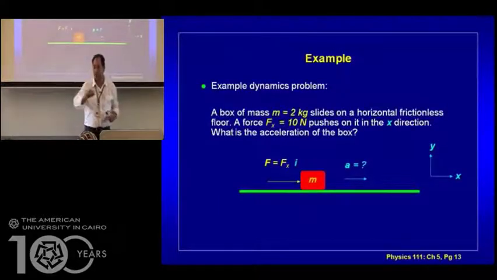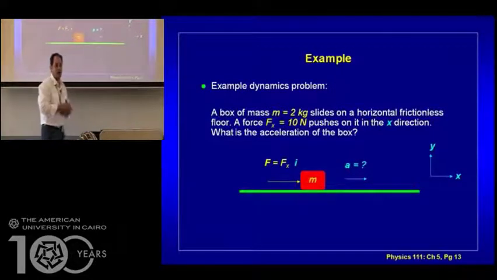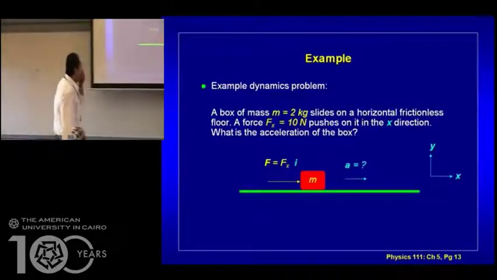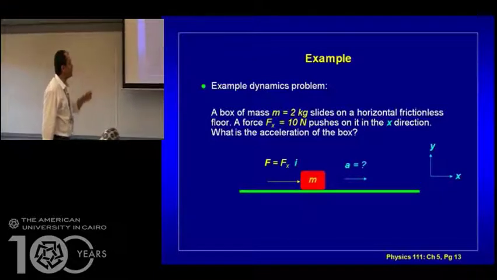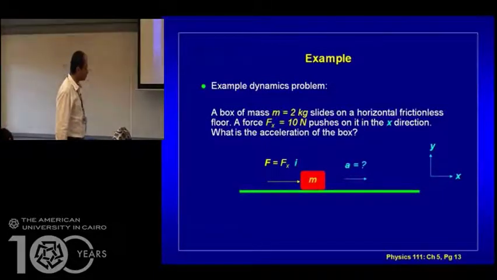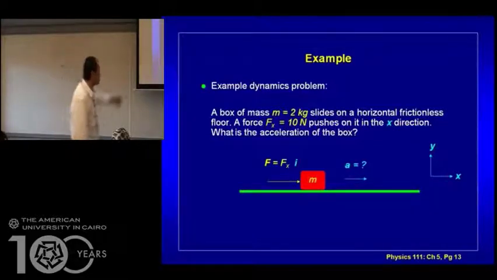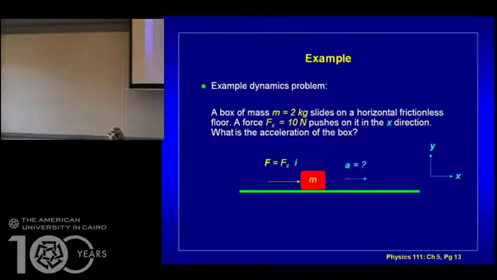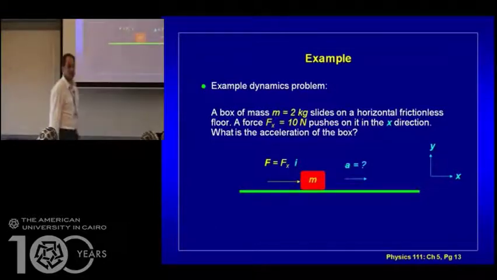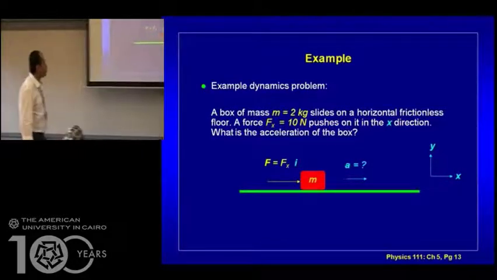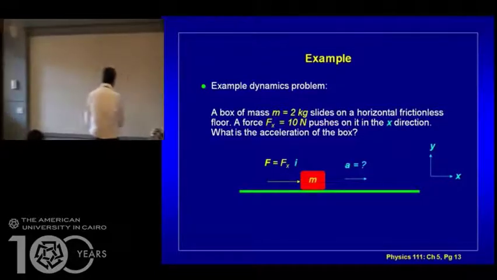A very simple one. I'll start with a very simple problem in here. We have an object that has a mass m. That mass is 2 kilograms. We push it with a force along the x-axis equal to 10 newtons. What is the acceleration? What are we supposed to do?